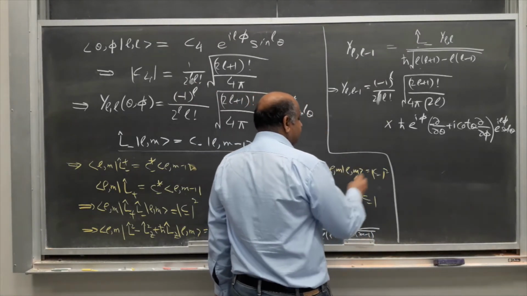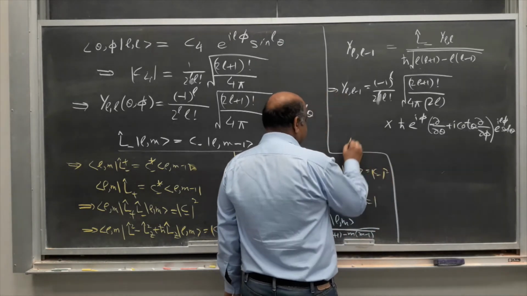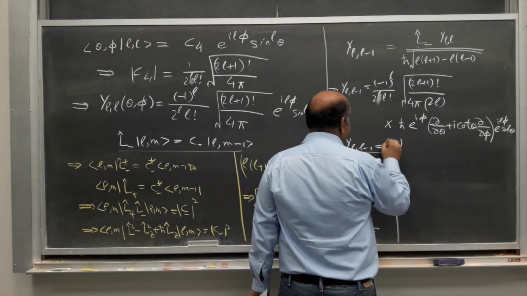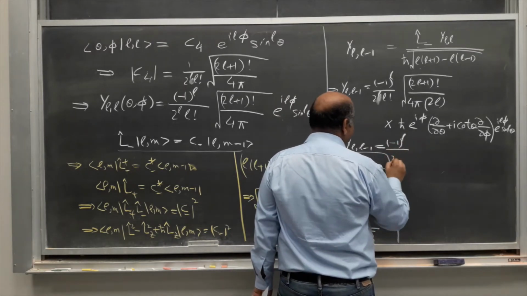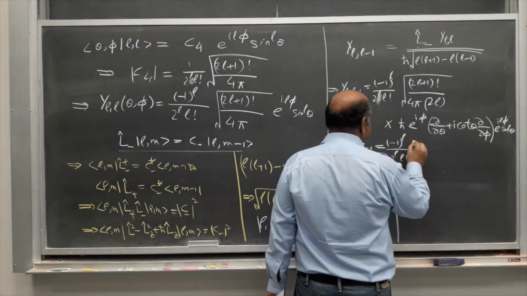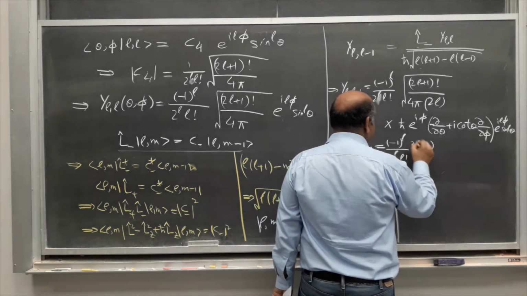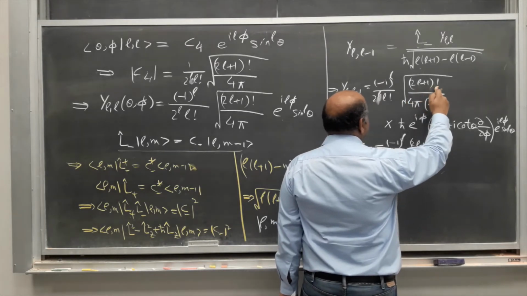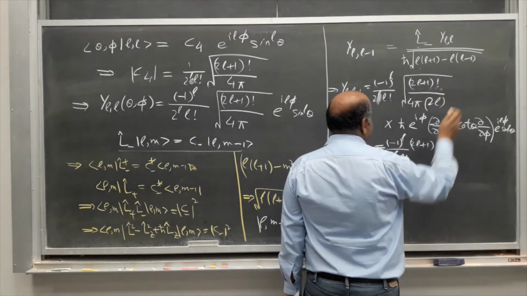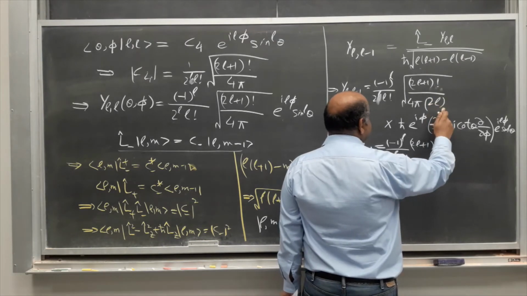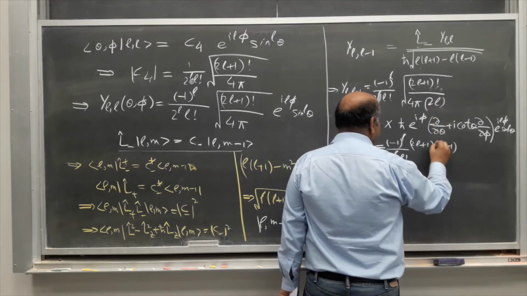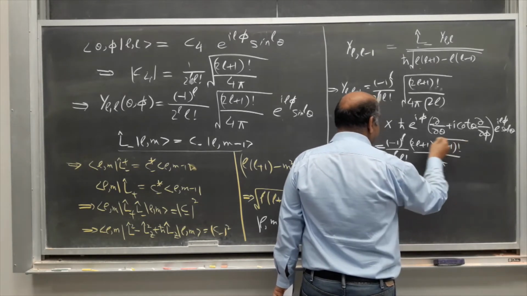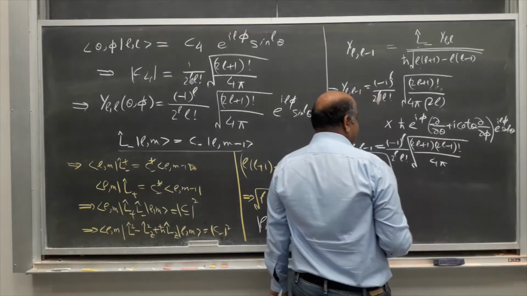simplify it a little bit and see that Y_l,l-1 is equal to minus 1 power l over 2 power l, l factorial, times the square root of (2l plus 1) over... You see, if I open this factorial, it is 2l plus 1 into 2l into 2l minus 1 and so on. And that 2l can be cancelled with this. So it's essentially 2l minus 1 factorial over 4 pi like this.